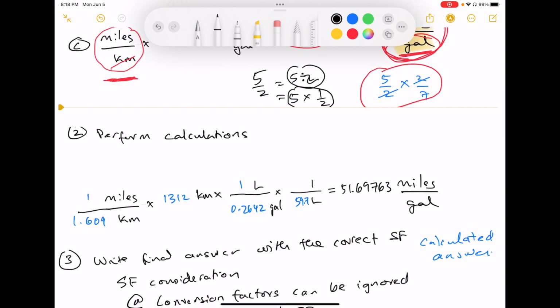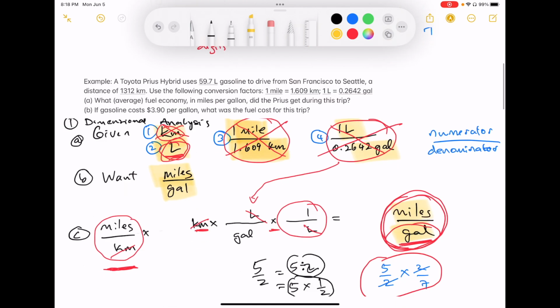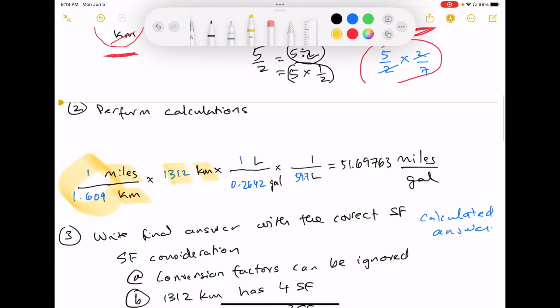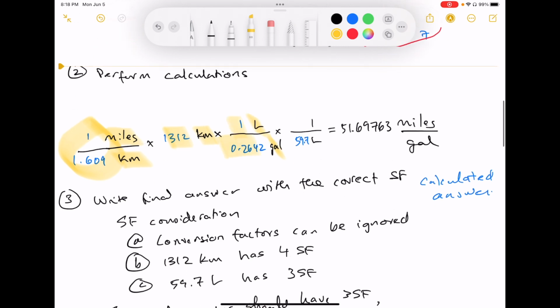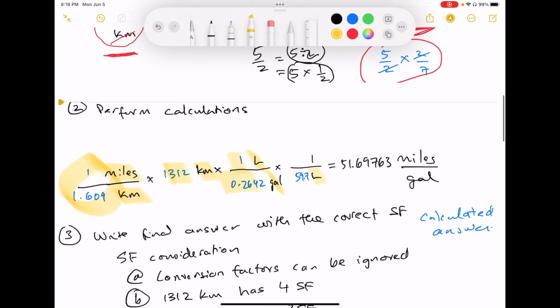So in the first one, I'm doing the miles over kilometer, so I'm just going to put in those numbers, the 1 over 1.609. In the second one, I'm putting the kilometer, so I get up to 1312, so that's why I write that there. The third one, I have liters over gallon, and that would be the 1 over 0.2642. The last one, I have just liter, and the number that goes along with it is 59.7.